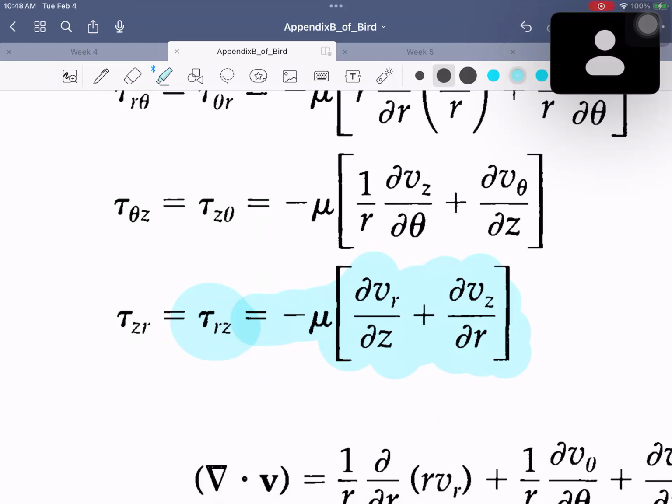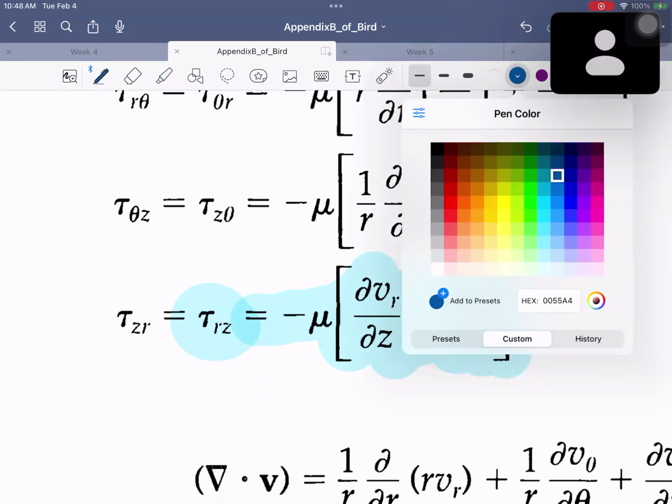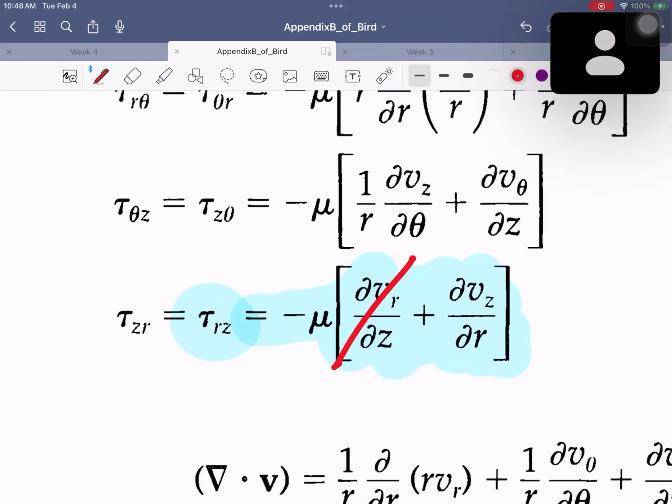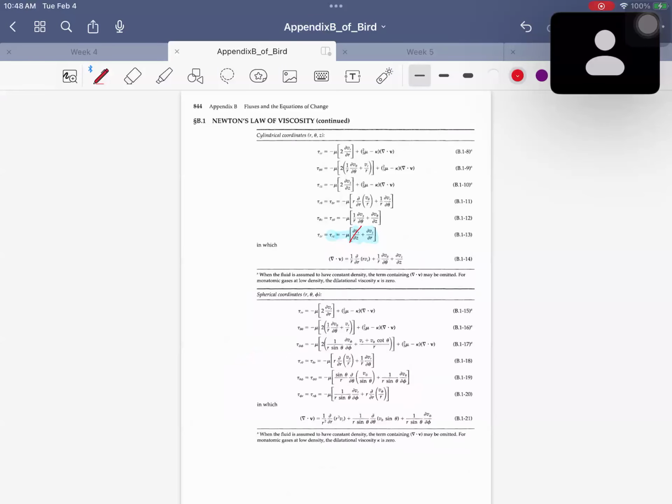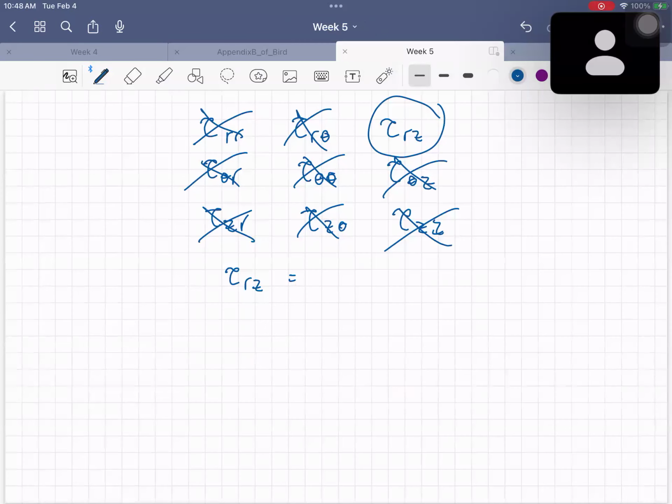So in this problem, do we have VR? You still remember? We don't, because VR is equal to 0, so just neglect it. And do we have this term dVz by dr? Yes, so that will be the term we're going to find. So tau will be equal to mu dVz by dr. I changed it into a total derivative because Vz is a function of r only.